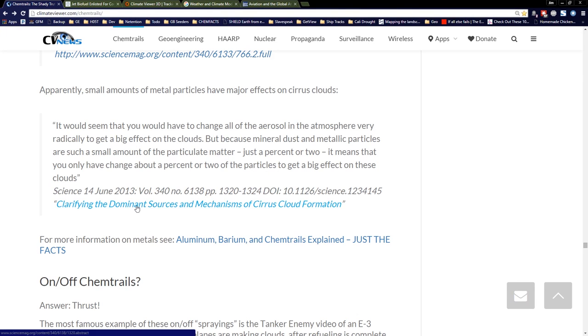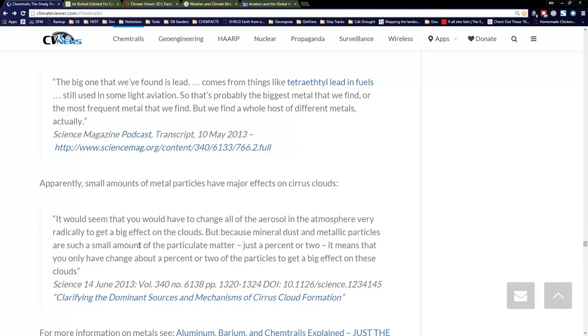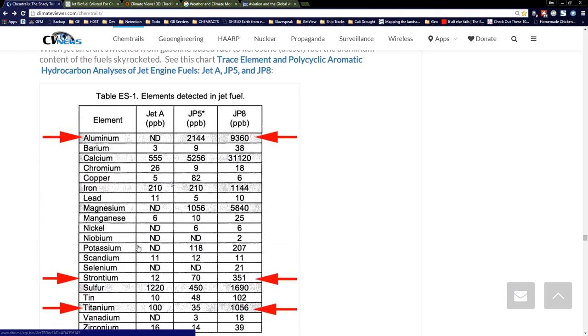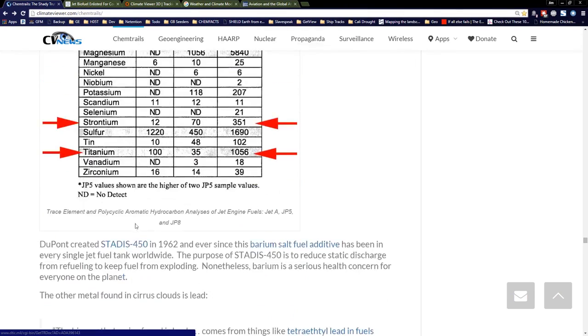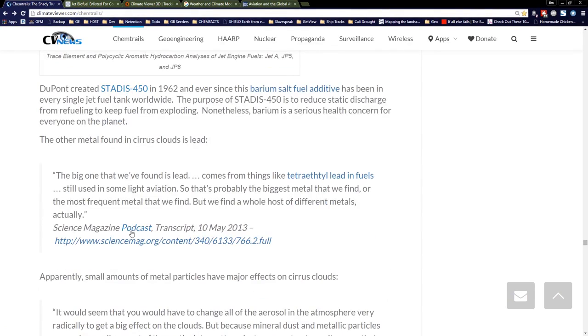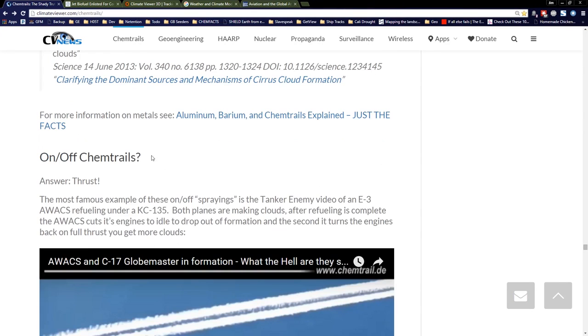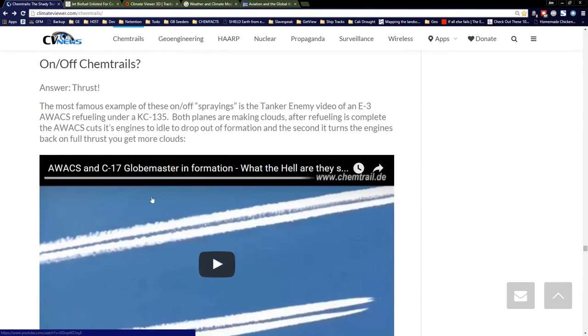And that's from clarifying the dominant sources and mechanisms of cirrus cloud formation. So what you find out is these clouds are loaded with lead, aluminum, and other metals. The jet fuel is loaded with aluminum, and barium comes from fuel additives. So there you go with that. Those are the facts. More details on that here.